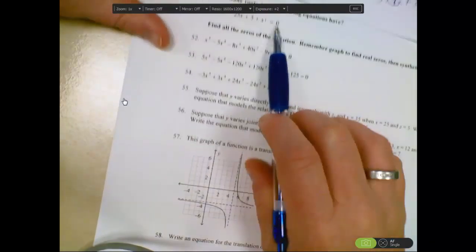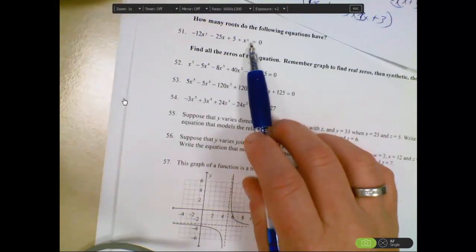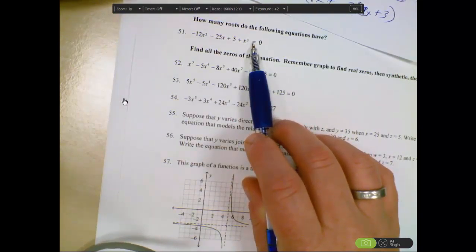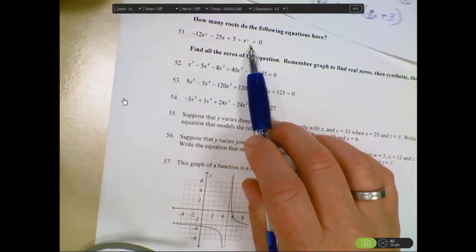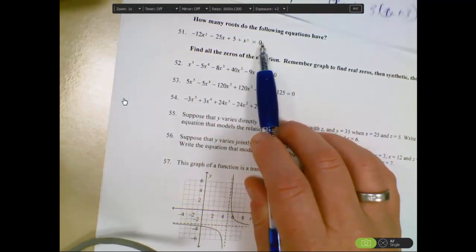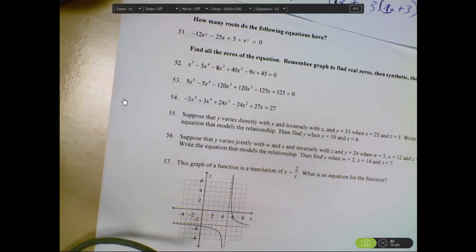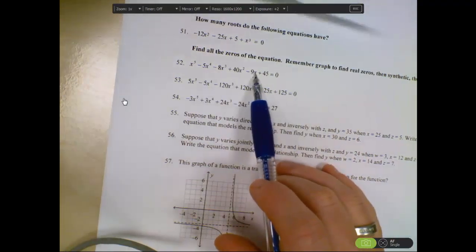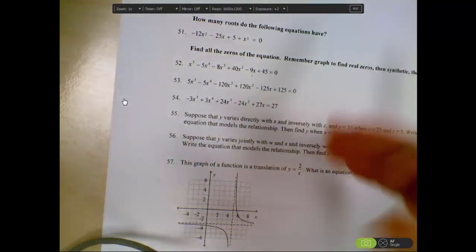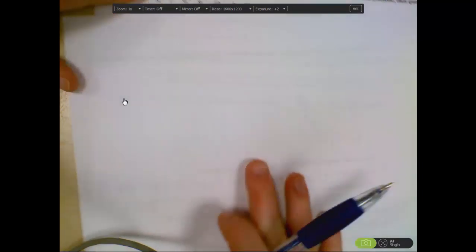This equation has 3 complex roots. They could be all real. You could have 1 real and 2 imaginary. The bottom line is it has 3 complex roots. Find all the zeros. Okay, so let's do this. We're going to use synthetic division.